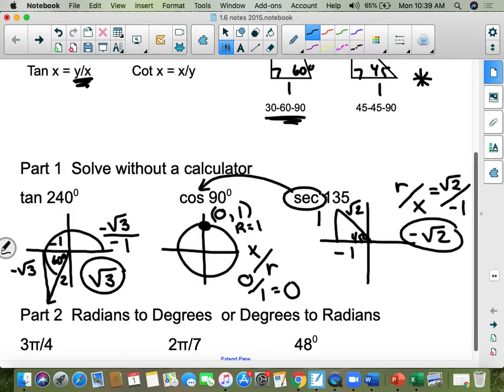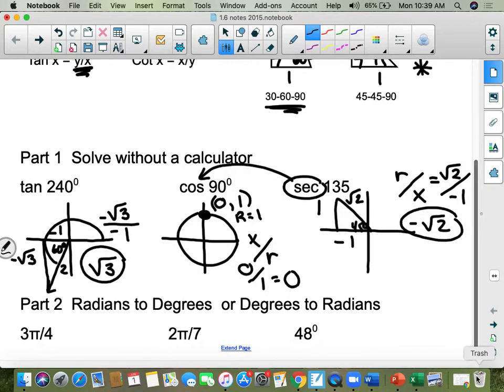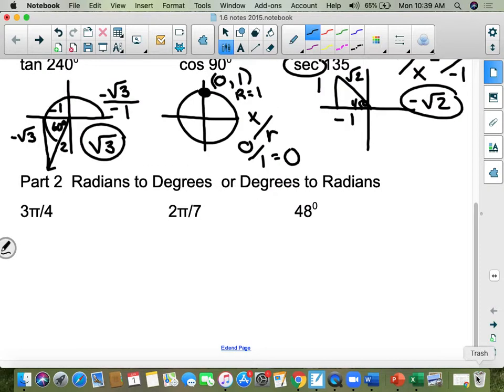I gave you a worksheet to do in the summertime, so you should be pretty good at part 1. Part 2, how do you go from radians to degrees or degrees to radians? So there were 2 ways you could have done it.